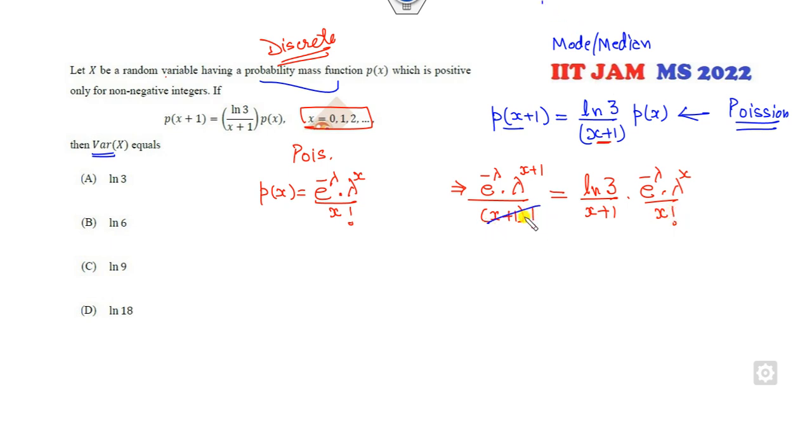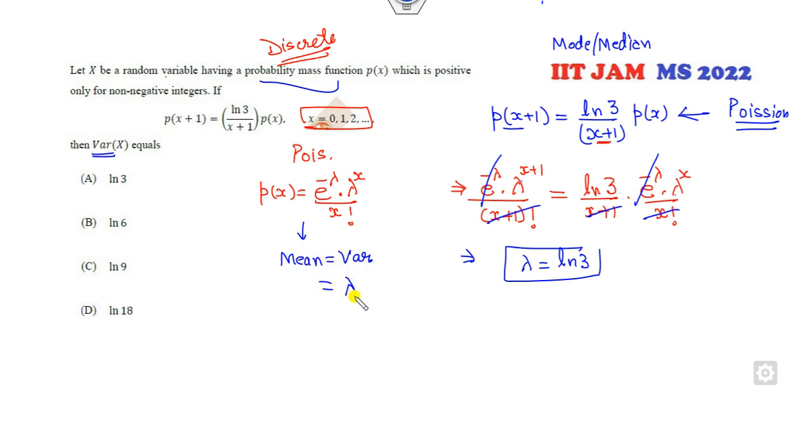Now clearly x plus 1 and x plus 1 cancel. e raised to power minus lambda will be cancelled. Lambda raised to power x will be cancelled. So lambda is my result here. So once you consider the Poisson distribution, what is the mean and the variance? Both are the same, and both are equal to lambda. So the right answer is A.